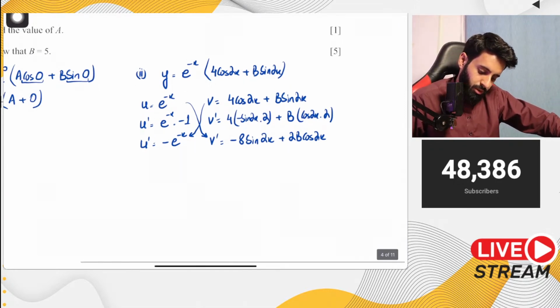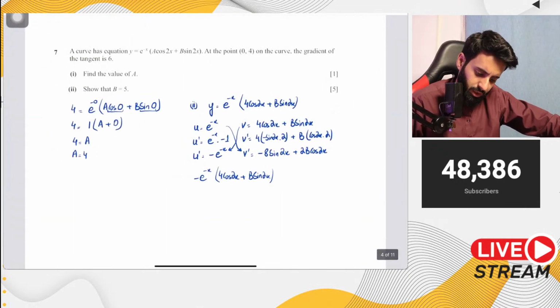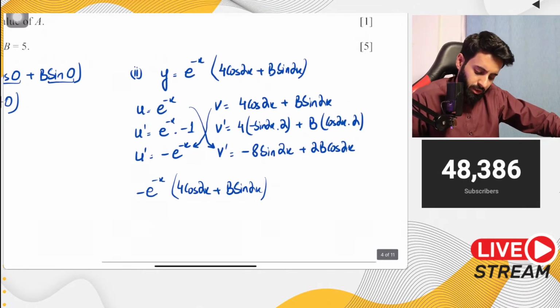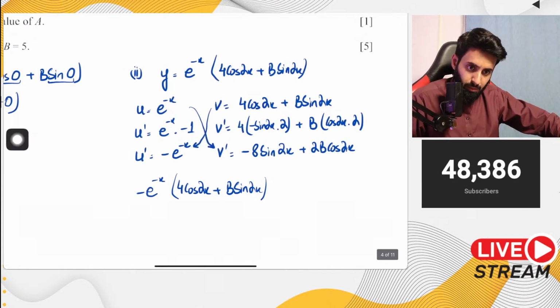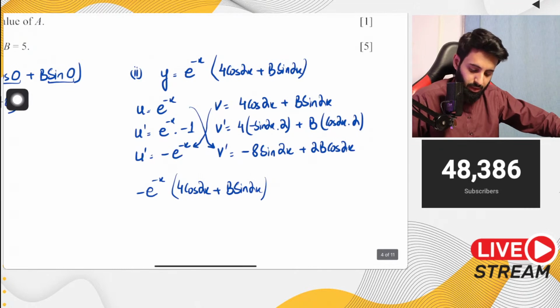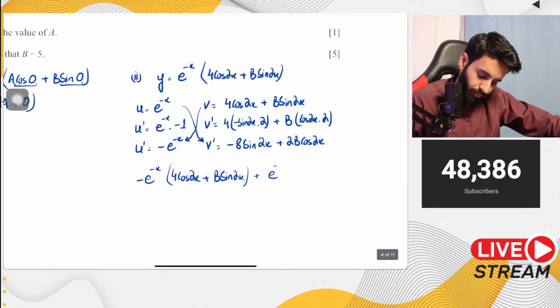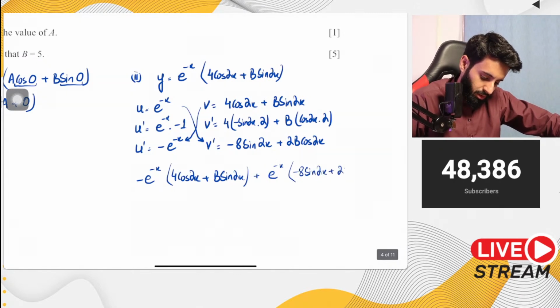So vu prime means minus e to the power minus x into 4 cos 2x plus b sine 2x. Let me make sure that I've done everything correctly so far. That's what I would recommend you guys do as well: just check your answer as you go along. So 4 cos 2x, the differential of cos is minus sine into 2, and the differential of sine 2x is cos 2x into 2. Yep, so far so good. What's next? So vu prime plus uv prime, which means e to the power minus x into minus 8 sine 2x plus 2b cos 2x.